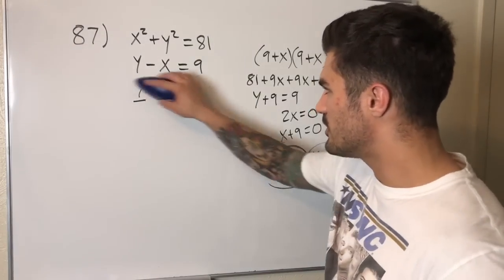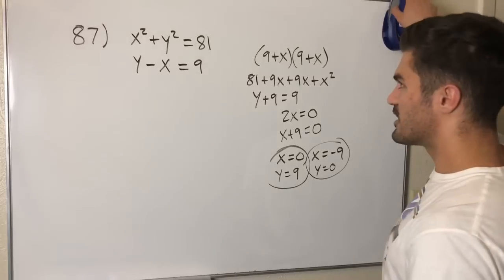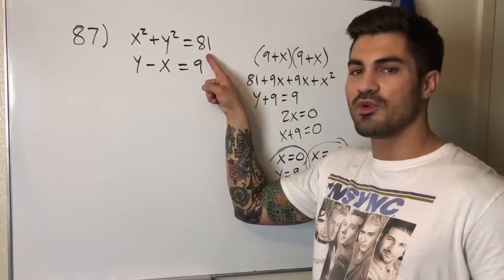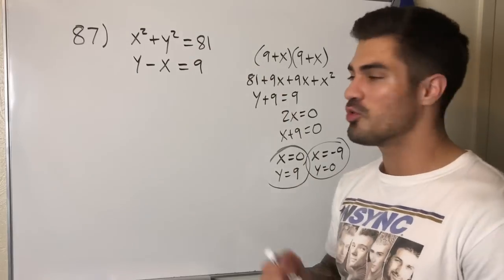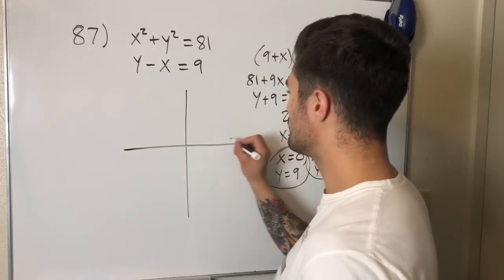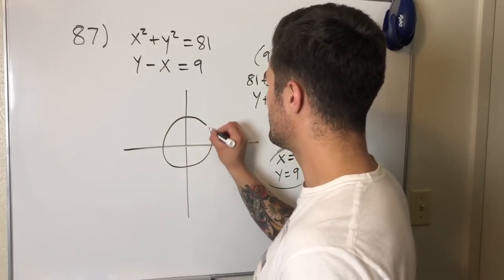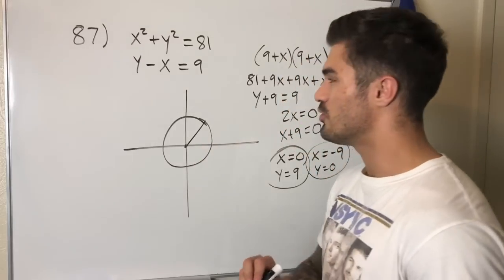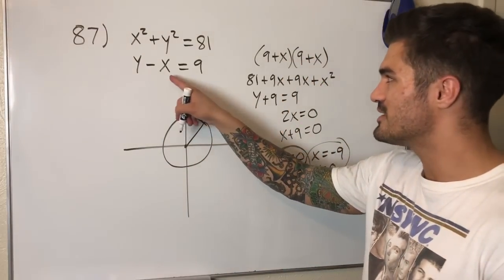Remember what a system of equations is? It's the intersection, right? It's where these intersect. This is the equation of a circle with radius 9 centered at the origin, all right? I don't know if you've seen or remember the equation of a circle with radius 9. So this is a terrible circle, but this radius is 9 and we're centered at the origin. This is y minus x equals 9.